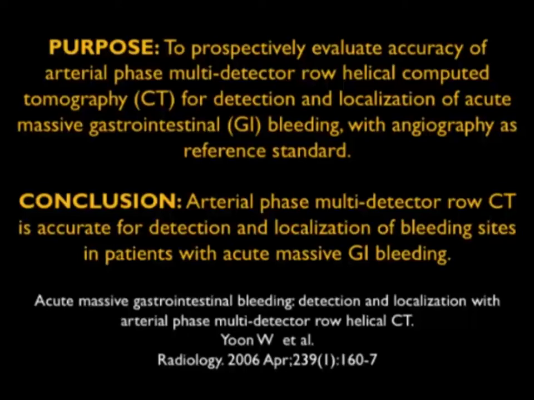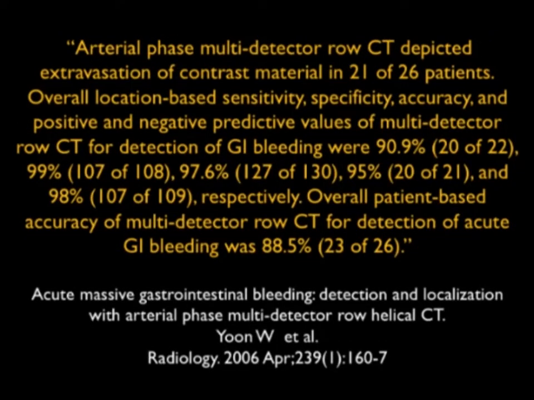A couple of years later, Yoon, talking about massive GI bleeding, showed that arterial phase multi-detector CT is accurate for detection and localization of bleeding sites in patients with acute massive GI bleeding. And his numbers were indeed very impressive on sensitivity, specificity, accuracy, and positive and negative predictive value. Overall, patient-based accuracy of multi-detector row CT for detection of GI bleeding was 88.5%, 23 of 26. So again, the numbers look good.